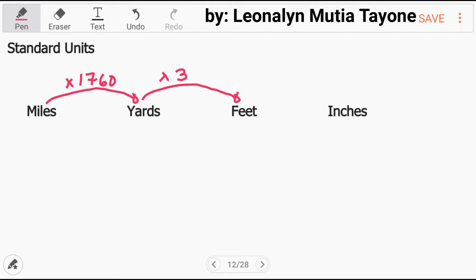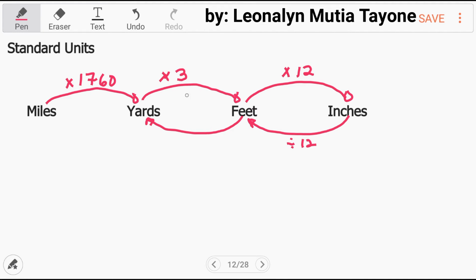So, i-multiply mo yan. 1 foot is equals to 12 inches. So, mag-multiply tayo dyan. Now, inches to feet divided by 12. Feet to yards, since nag-multiply tayo ng 3, divided by 3. Yard to miles divided by 1,760. So, ganun pa rin yung paraan kanina.